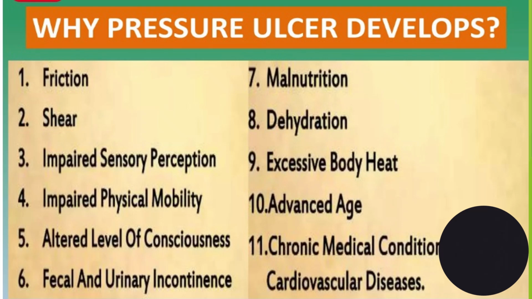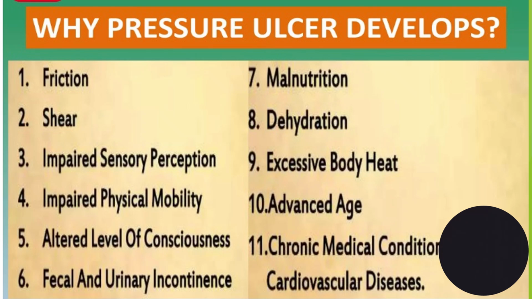And shear, it's a compressed pressure. Impaired sensory perception: the patient doesn't know, due to a lack of sensory level. Impaired physical mobility: a bedridden patient, or altered level of consciousness, with a GCS lower than 8 or 7. And then fecal and urinary incontinence, where the skin is continuously wet. It may lead to moisture-associated skin damage, and it may lead to a pressure ulcer.